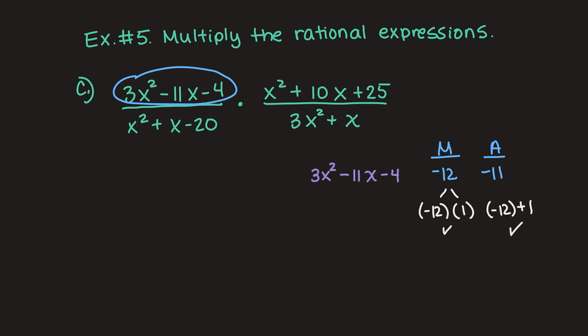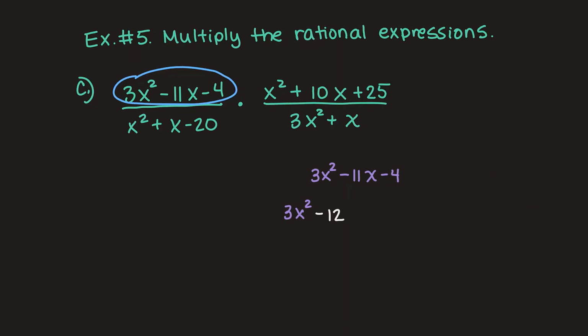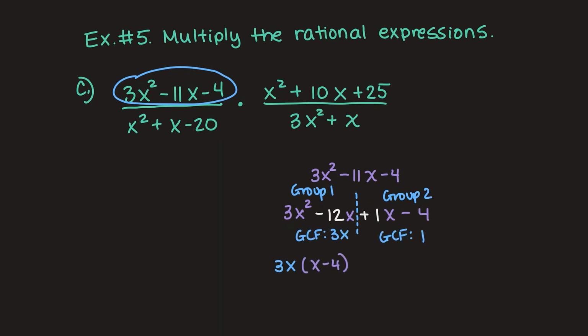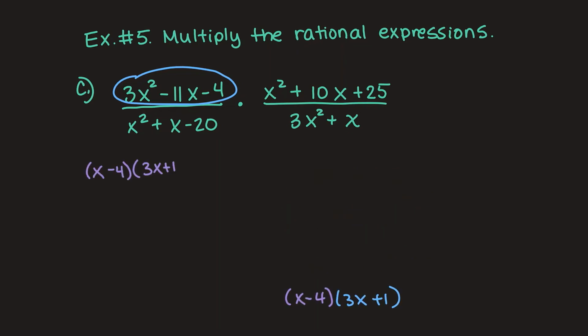Those numbers are negative 12 and positive 1. So we write this trinomial as 3x squared minus 12x plus 1x minus 4, and then factor by grouping. Factor out the GCF from both groups, and then factor out the common binomial x minus 4. And this will factor to x minus 4 times 3x plus 1.